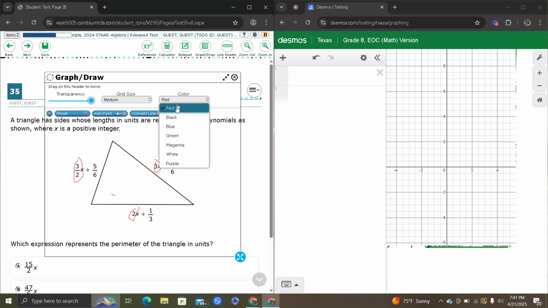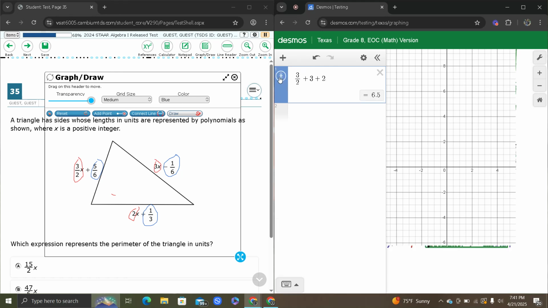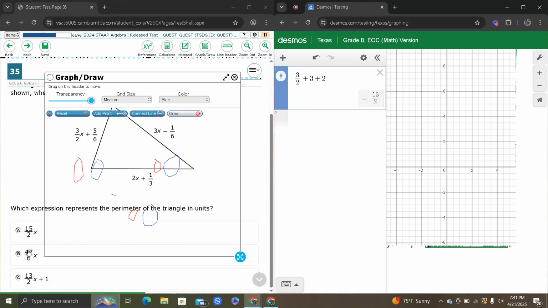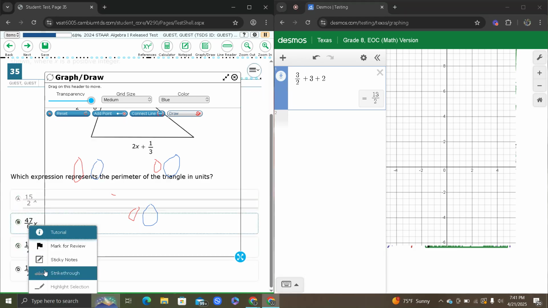And the ones that don't have x will go together. Does that make sense? Only the ones with x can add together, and only the ones without an x go together. So you'll see 3 over 2 plus 3 plus 2. So you get 6.5, which is 13 over 2. So you can already eliminate what? A and B.